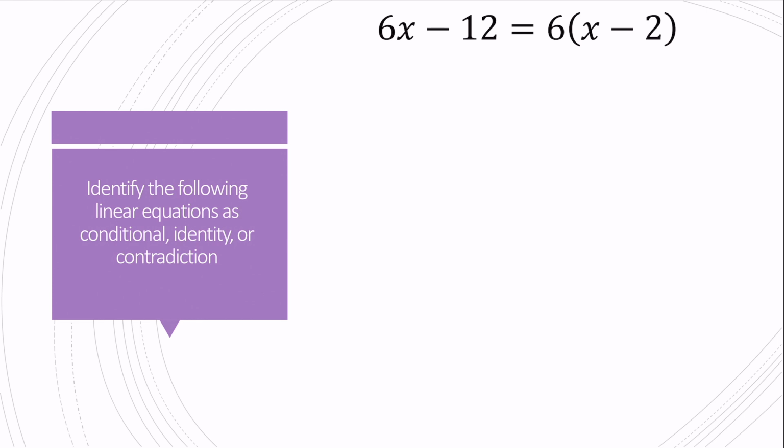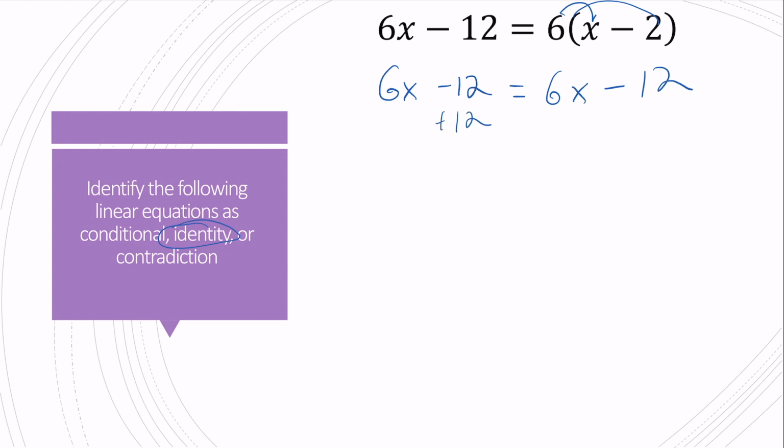Here I have 6x minus 12 equals 6x minus 2. Some of you might already see what's going to happen here. I distribute 6x minus 12. Both of these sides are the same. That's going to give me infinitely many solutions. This is definitely an identity, but let's go ahead and solve this.